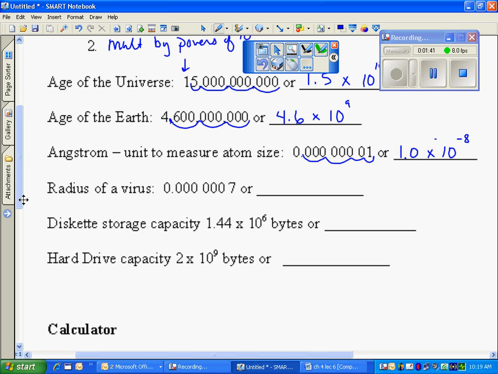The radius of a virus, again, I want my decimal here. On the other side of 7, counting my moves, 3, 6, 7. And it would be a negative 7.